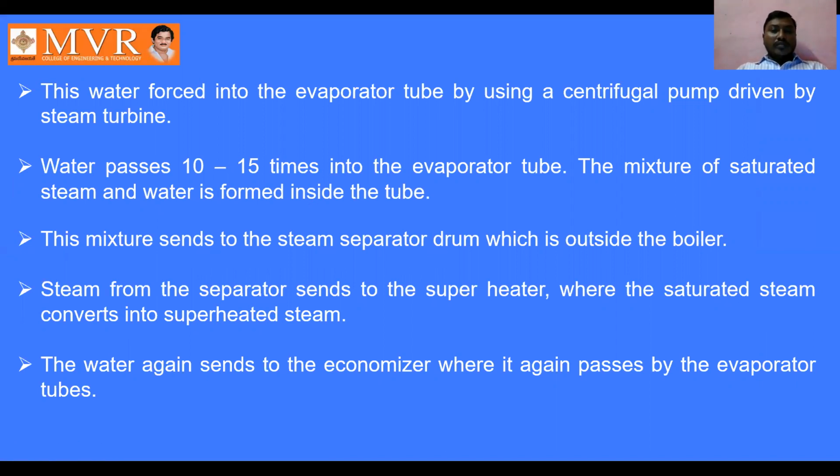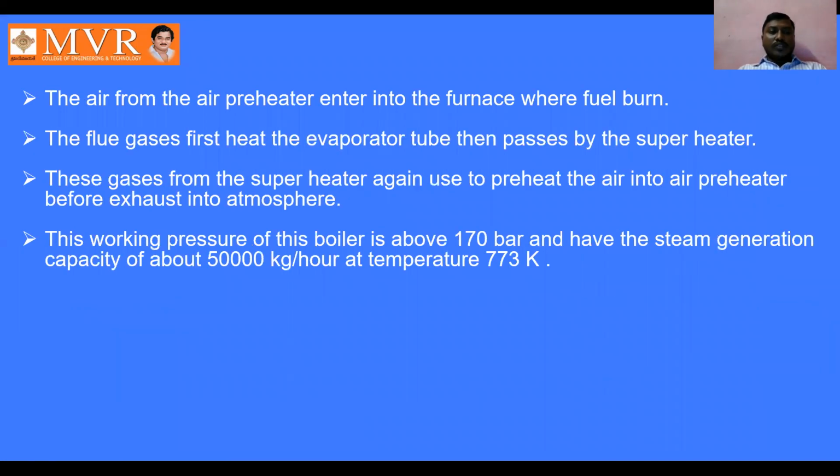I have shown you in the diagram the steam separator, which separates the steam and water. Steam from the separator is sent to the superheater, where the saturated steam is converted into superheated steam, which I have shown you in the diagram itself. The water is again sent to the economizer, where it again passes by the evaporator tubes. The air from the air preheater enters into the furnace where the fuel burns. The flue gases first heat the evaporator tube and then pass by the superheater. These gases from the superheater are again used to preheat the air in the air preheater before exhausting.